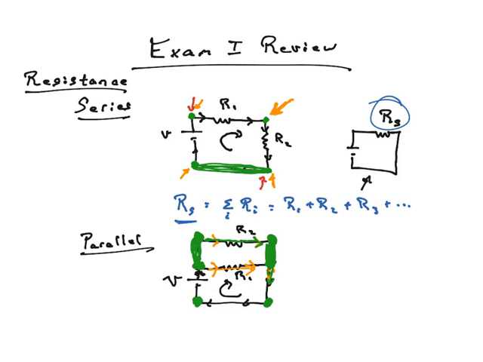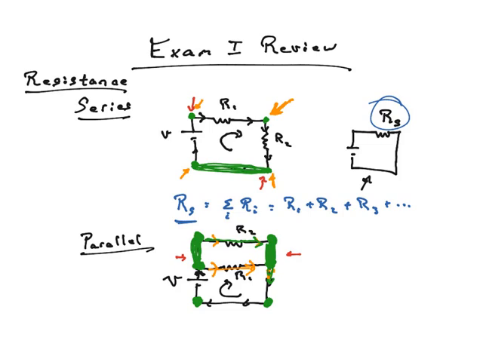Now, here's the rule. In series, if two resistors share a single node, that's series. For parallel, if two resistors share two nodes in common, that's parallel. So here, of course, we see R1 and R2 share this node and this node in common. They share two nodes, thus they are in parallel.